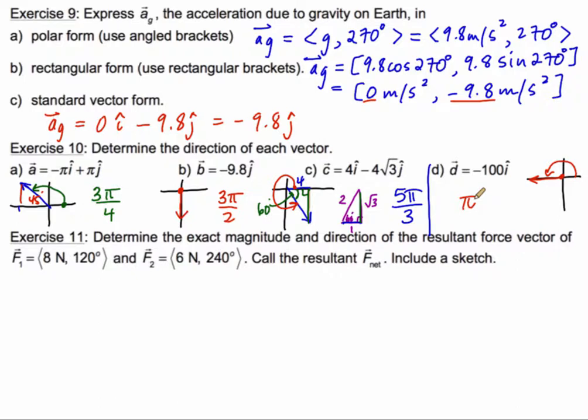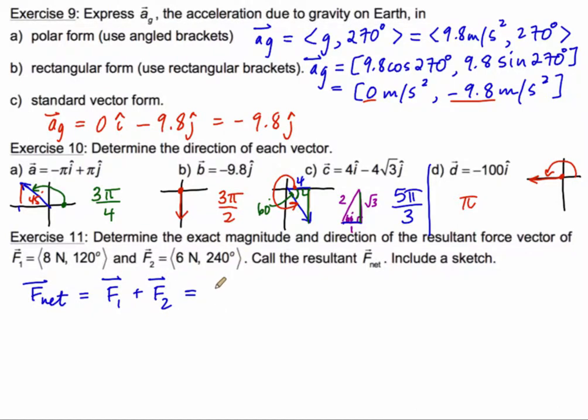In exercise 11, we're given two force vectors and we want to determine the net force, or the resultant force. This net or resultant force is the result when we add the two other vectors, and we know that we have to add our vectors in rectangular component form. So before we can add F1 to F2, we must convert the vectors to rectangular form.